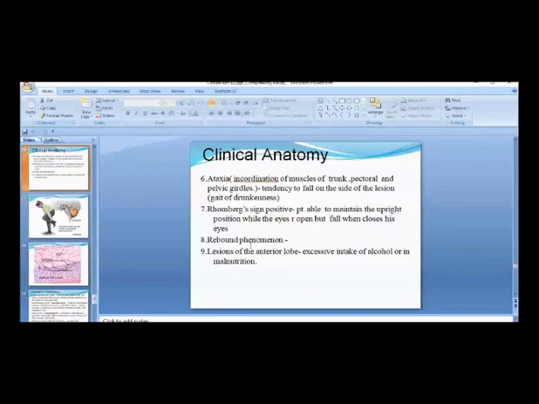Rebound phenomenon: if the patient raises his hands, they come back and slap his own cheek. So the rebound phenomenon will occur; when he raises his hand, it rebounds back on his face. And lesions of the anterior lobe are due to excessive intake of alcohol or malnutrition.